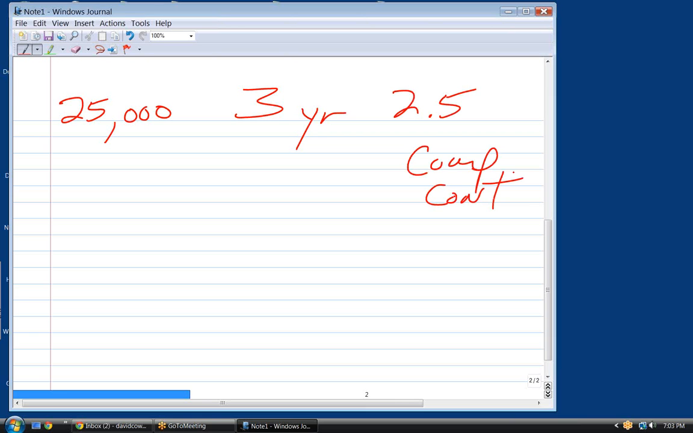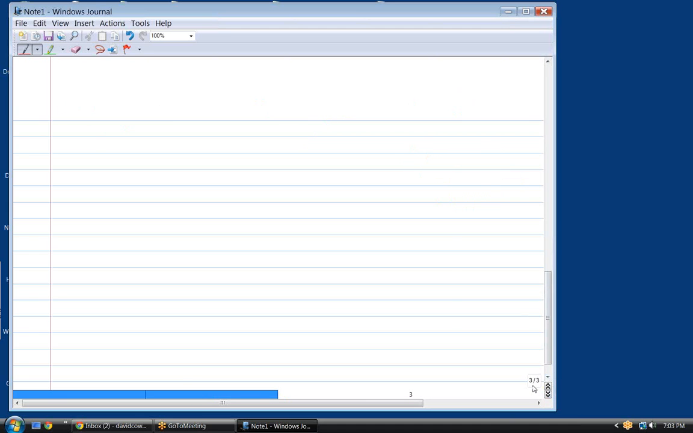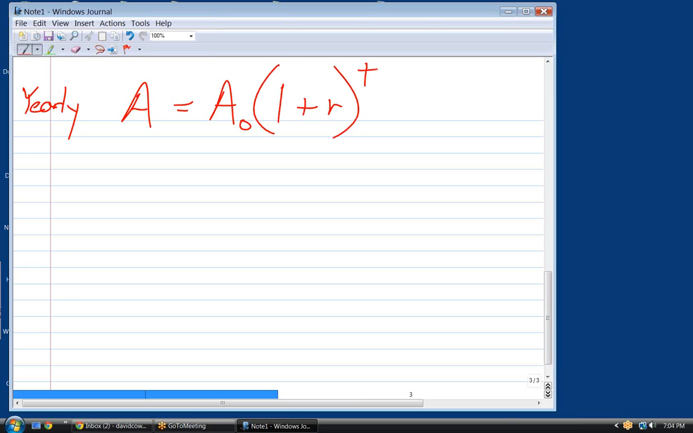Okay. There are 3 formulas that you need to memorize about compounding interest. One is yearly. That's the simple one. Your amount is A equals P times 1 plus the rate to the t number of years.